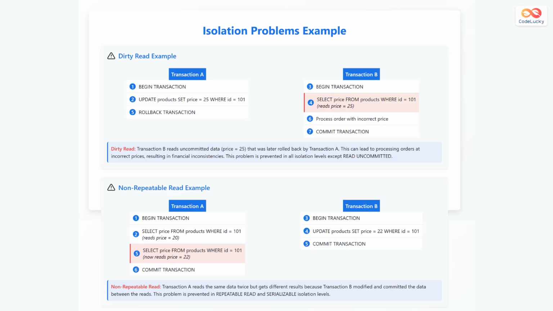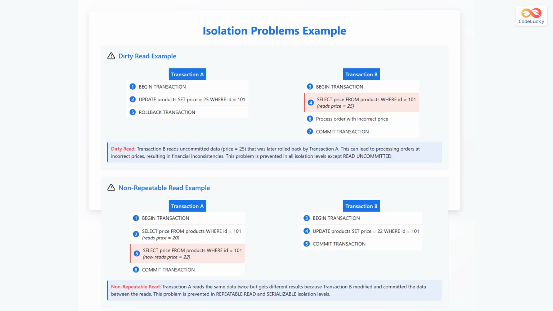Dirty read: transaction B reads uncommitted data, price equals 25, that was later rolled back by transaction A. This can lead to processing orders at incorrect prices, resulting in financial inconsistencies. This problem is prevented in all isolation levels except read uncommitted.